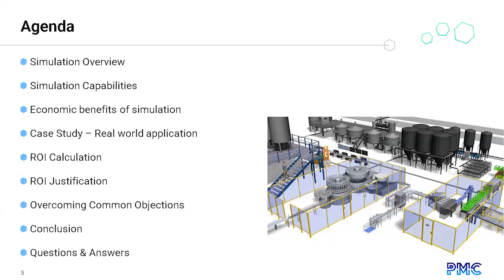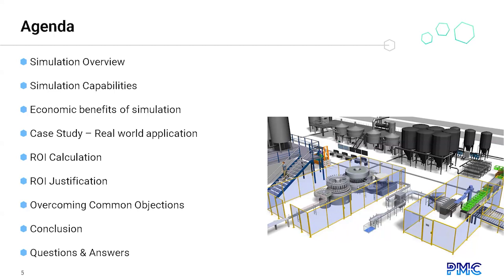So let's get started. That's the agenda for today's webinar. I'll start by introducing simulation. We'll explore the capabilities of simulation software and the economic benefits of using simulation. I will also present three real case studies. These are three projects that we worked on at PMC: one with robotic simulation, another with ergonomic simulation, and another with discrete event simulation. We'll cover return on investment calculation and justification. We'll overcome some common objections. And then we have the conclusion of the webinar and, to wrap up, a Q&A section.